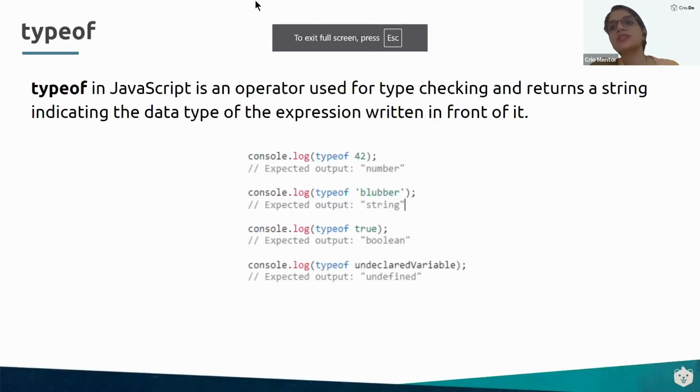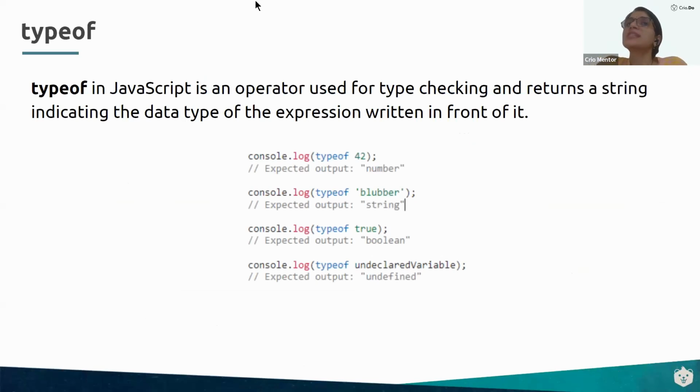Okay, now we have just again a small topic to cover, which is the typeof operator. You might have heard about it or might be new to this. Let's talk about it. Again, this often gets tested in your MCQs. It says that in JavaScript, typeof is an operator used for type checking. It will tell you the data type of the value.